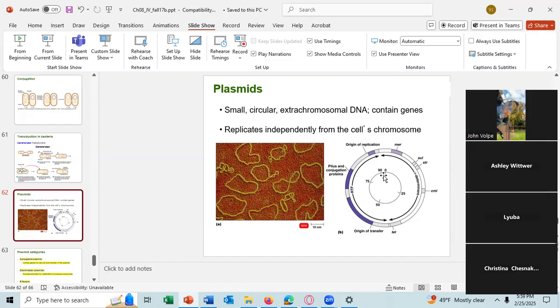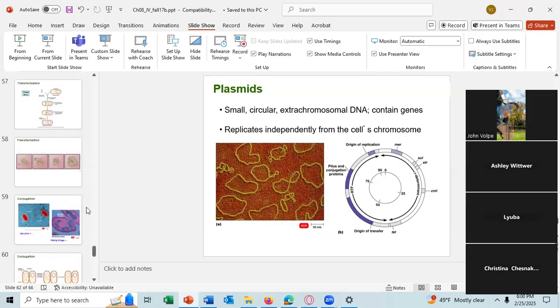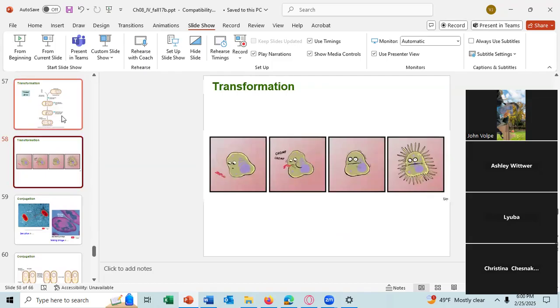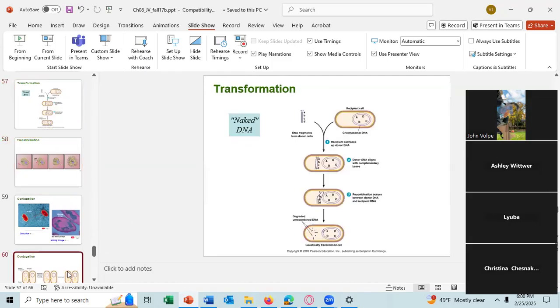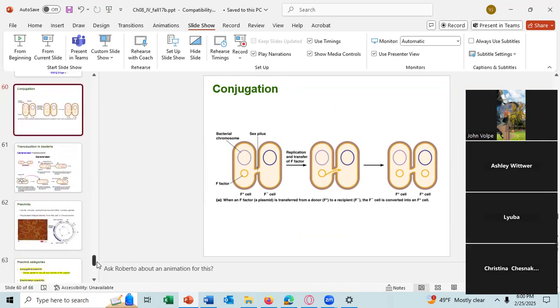A plasmid can also replicate independently of the cell's chromosome. And actually, we saw that earlier when we were talking about the F plasmid. Oh, wrong way. Right here. This plasmid right here is replicating. When one copy is going into the F minus cell, the chromosome is not replicating. So the plasmid can replicate independently of the chromosome.